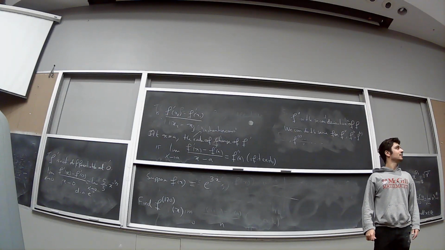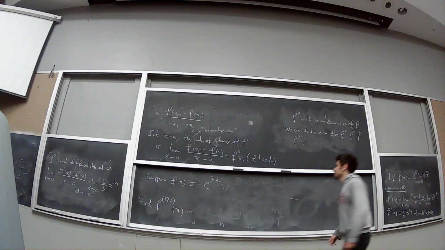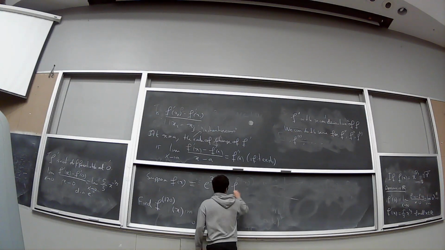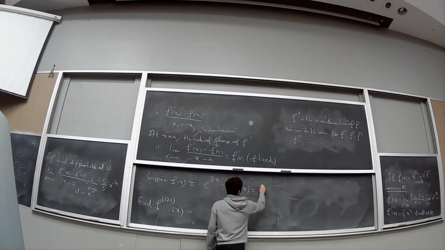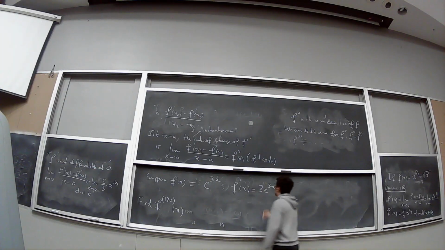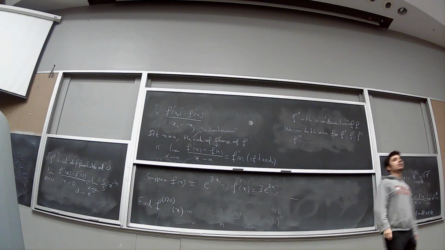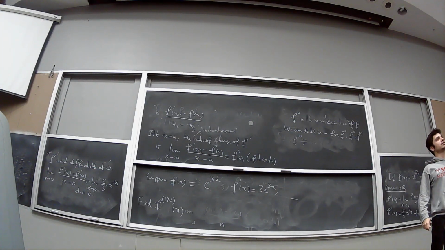3 times f prime of x, thank you. It's 3e to the 3x. Are we good here? Yeah. Who volunteers for your second derivative? Yeah? 9e to the 3x. Okay, 9e to the 3x.